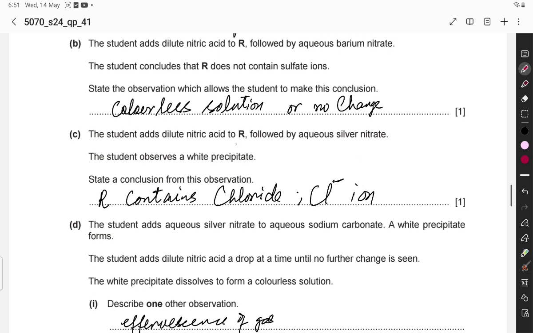The student adds dilute nitric acid to R followed by aqueous silver nitrate. The student observes a white precipitate. State a conclusion from this observation. If a white precipitate is formed in this test, R contains chloride ions.